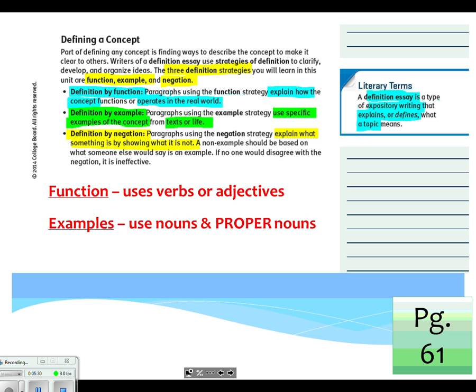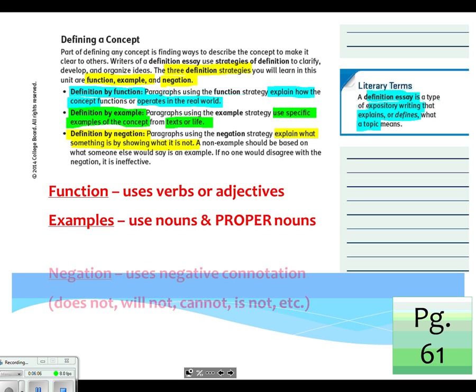Okay, now, example strategy: it uses nouns and proper nouns. So we're giving specific names of maybe individuals or situations. Heroes show multiple levels of intelligence. Intelligence is a noun, it's a thing. A historical hero would be Martin Luther King Jr., who fought for civil rights. Martin Luther King Jr. is a proper noun. It's the name of a person, and I'm using that person to explain what a hero looks like.